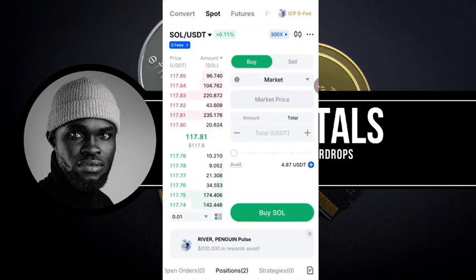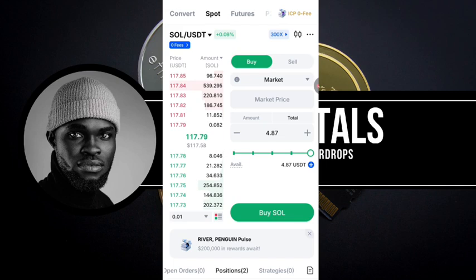Now let's say I want to use the total amount of USDT that I have to buy all the Solana. All I need to do is click on this particular button and drag it down to 100%. By the time I drag it to 100%, it automatically fills this box with all the amount of USDT that I have. Then I can just click on buy.